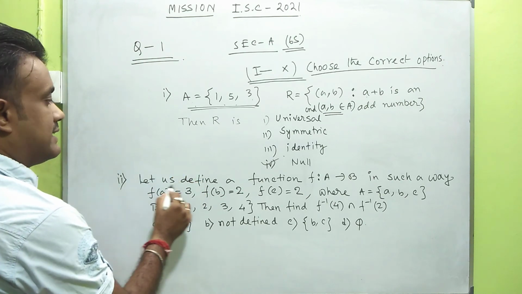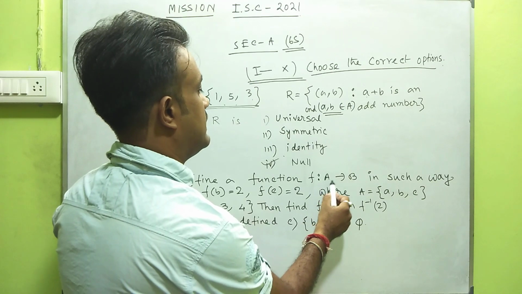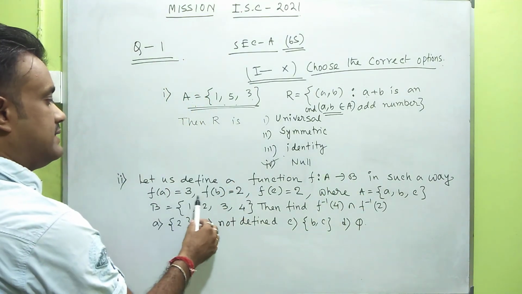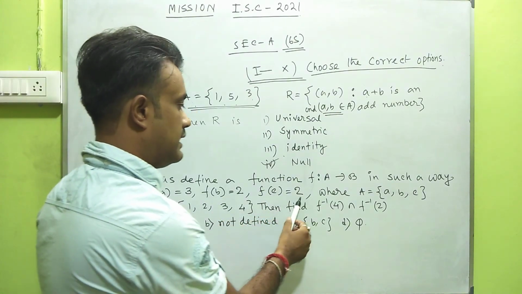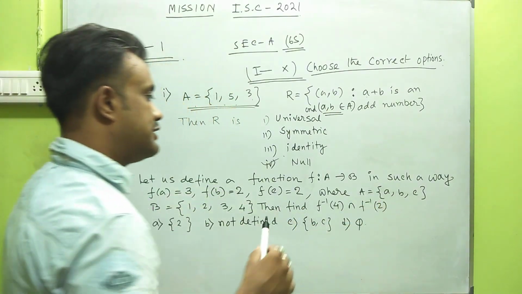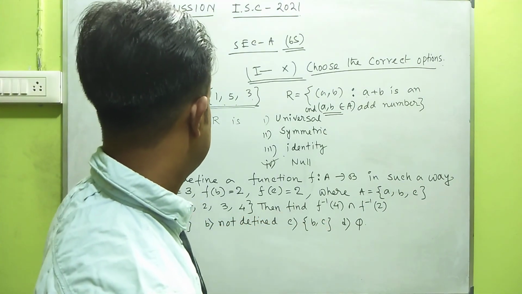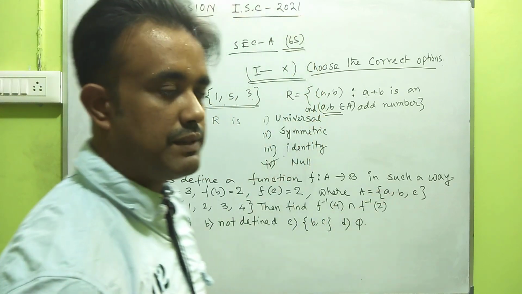Now let us define a function f from A to B in such a way that f of a is equal to 3, f of b is equal to 2, and f of c is equal to 2, where A is equal to {a, b, c} and B is equal to {1, 2, 3, 4}. Then find f inverse of 4 intersection f inverse of 2.